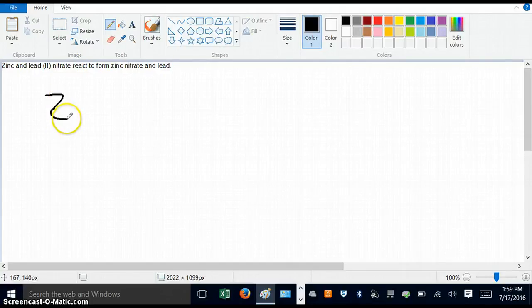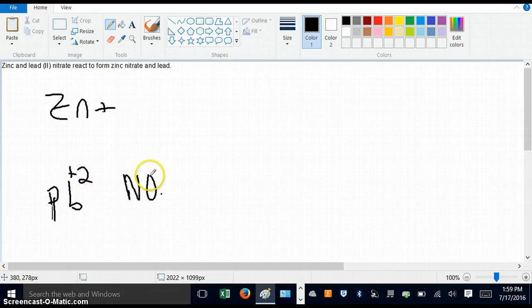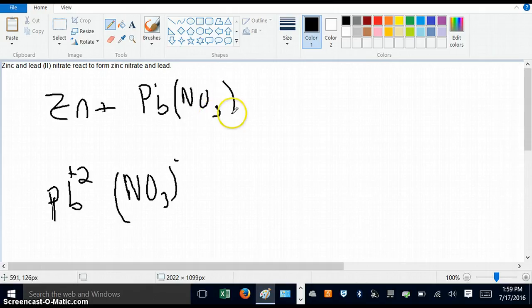So we have zinc, plus lead 2 nitrate. Remember, if you want to do this off to the side, that's fine. Lead 2 would be Pb2+, and nitrate is of course NO3 with charge -1. For lead 2 nitrate, you do the crossover technique. It would be Pb, and then in parentheses the nitrate, NO3, and of course there's 2 of them. So Pb(NO3)2.